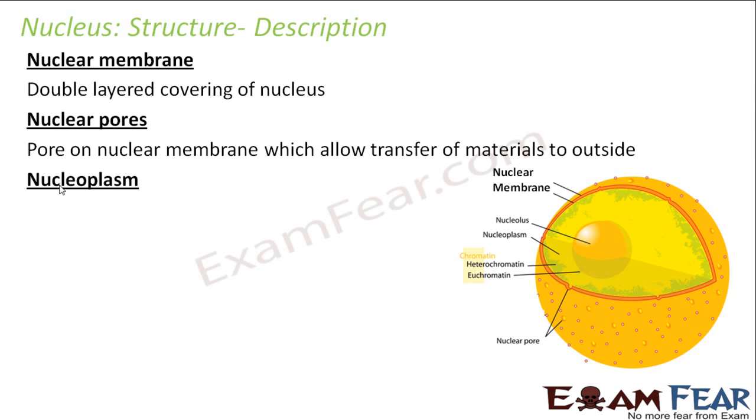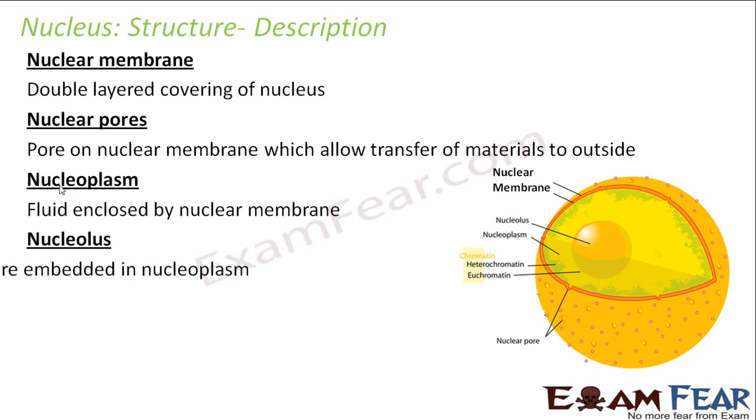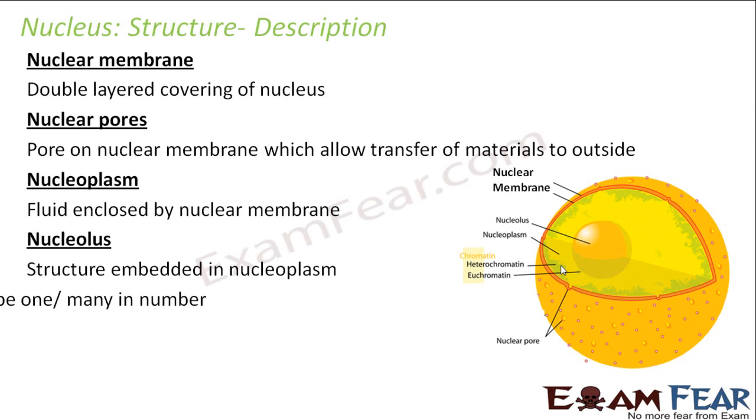So the next one is the nucleoplasm. What is it? It is the fluid enclosed by the nuclear membrane, right? Then comes the nucleolus. What is the nucleolus? It is the structure embedded in the nucleoplasm. So this spherical structure is my nucleolus. It may be one or many in number. Sometimes there is just one nucleolus inside the nucleus, but at certain times there are many nucleoli.